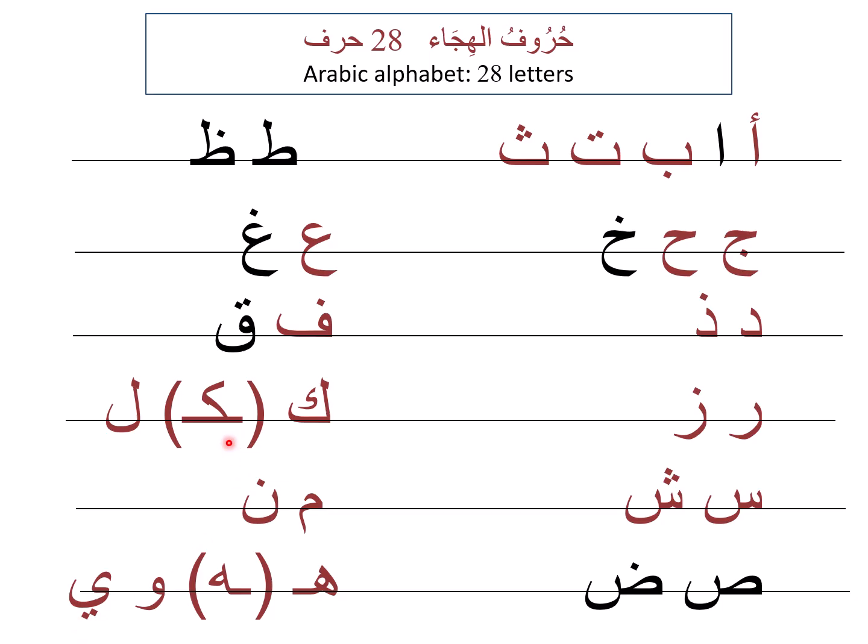Here we have letter kaf. When it comes in the middle of the word, it has a different shape from coming at the end of the word. And here we have also letter ha. When it comes at the end of the word, it has a different shape also from coming at the beginning of the word or in the middle.